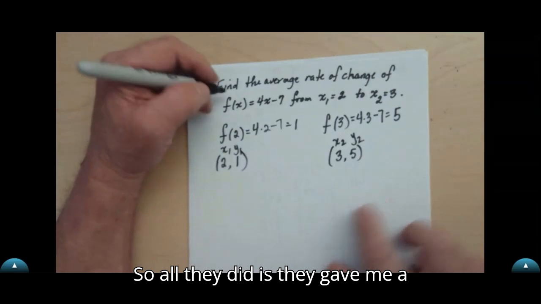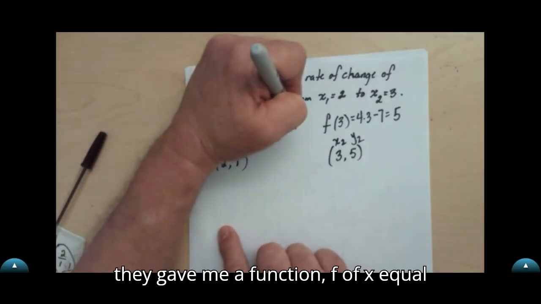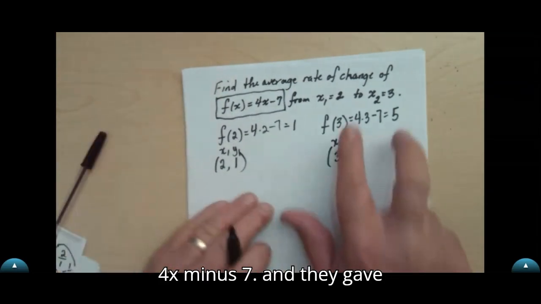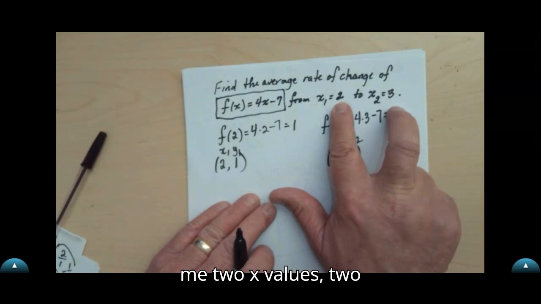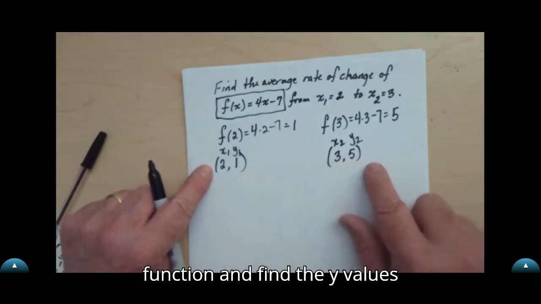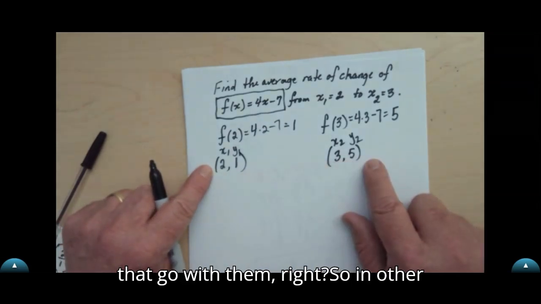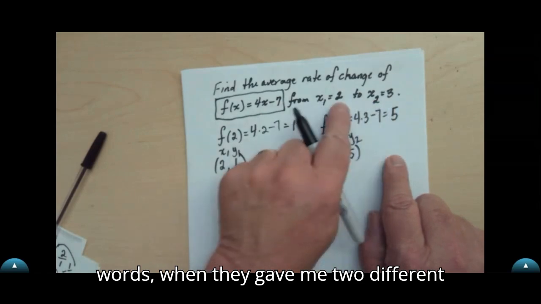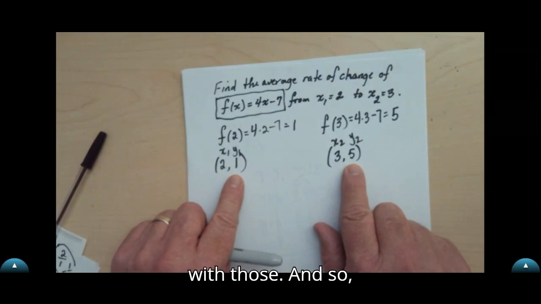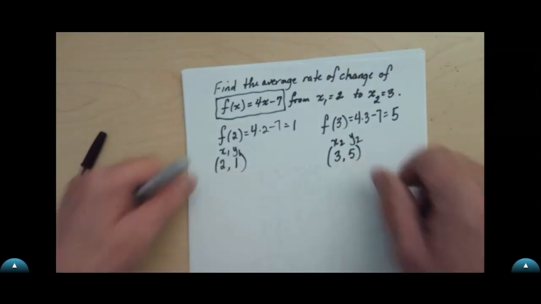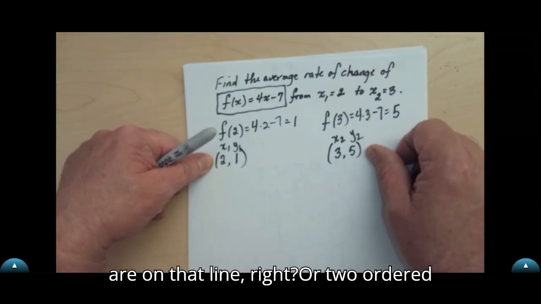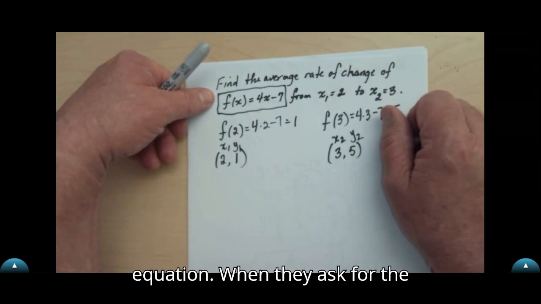So all they did is they gave me a function. Y'all make sure you get this. They gave me a function, f of x equals 4x minus 7, and they gave me 2 different x values to plug into that function and find the y values that go with them, right? So in other words, they gave me a way to find the 2 different values of y that go with those. And so essentially, I now have 2 points that are on that line, or 2 ordered pairs that are solutions to this equation.